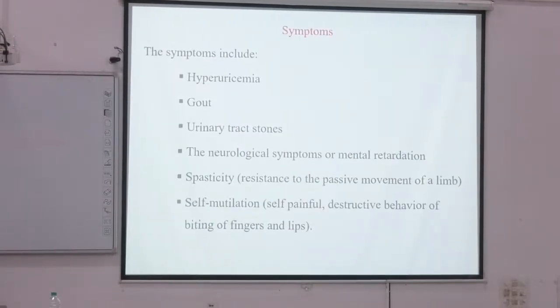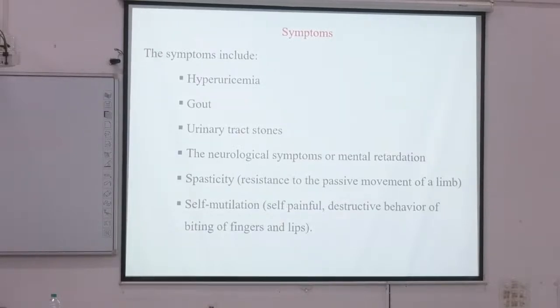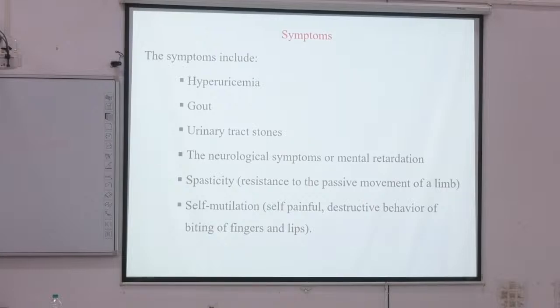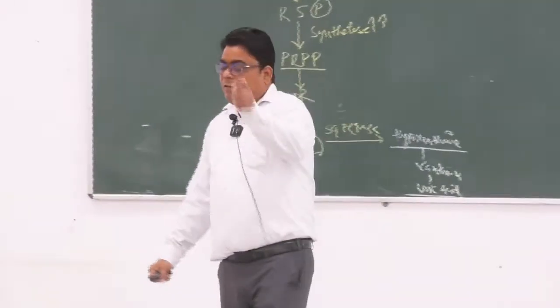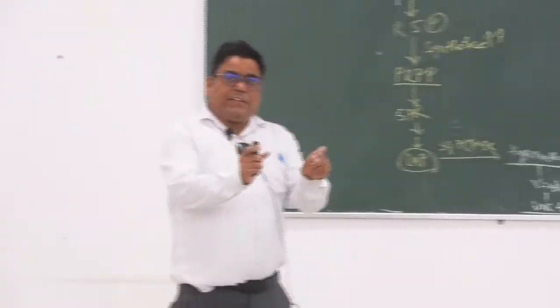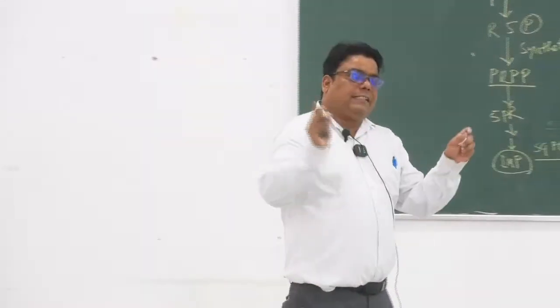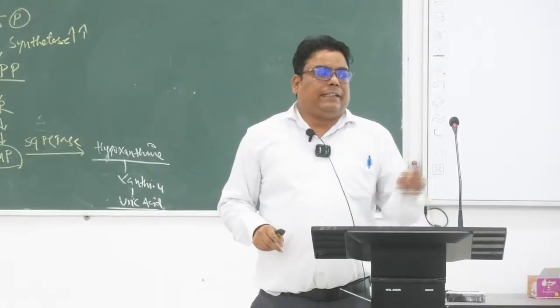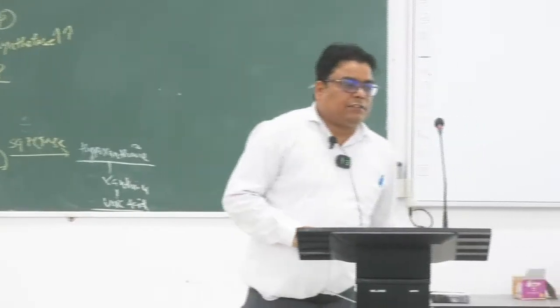But the symptoms are very important. Such symptoms are, first, hyperuricemia, high level of uric acid, gout, urinary tract stone, neurological symptoms of mental retardation, spasticity, and self-mutilation. That is very important, self-mutilation. If such symptoms are mentioned in the case study, then you easily understand that it is a case of Lesch-Nyhan syndrome.